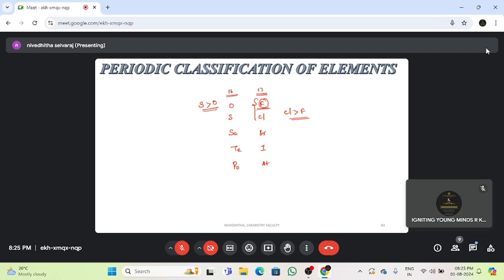So what we can generalize is that fluorine and oxygen are second period elements, and chlorine and sulfur are third period elements. So always, the electron affinity of third period elements will be greater than that of second period elements. That is the generalization we can make here. Is that clear?